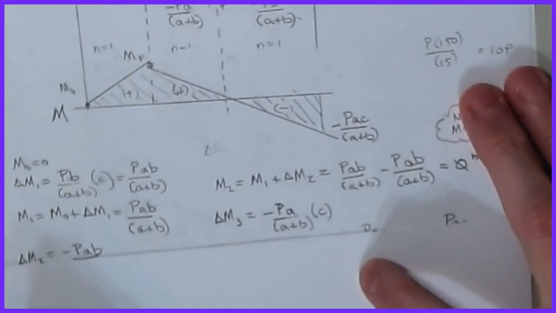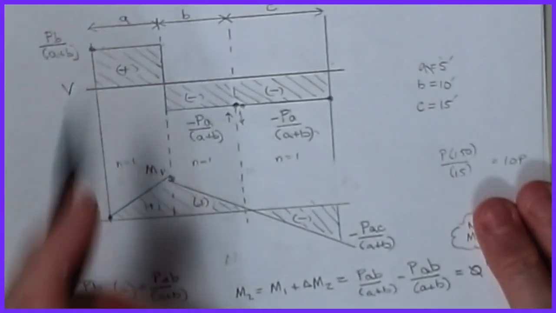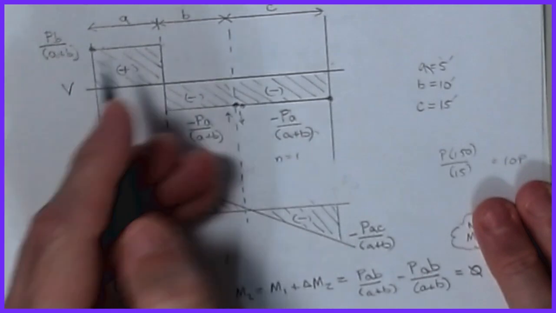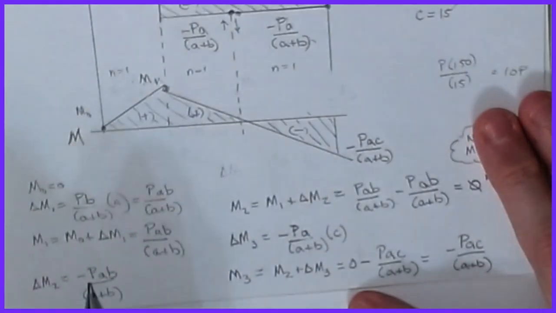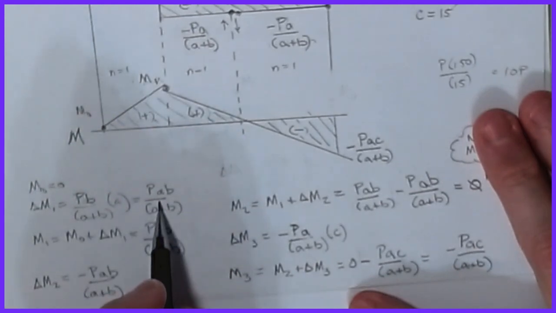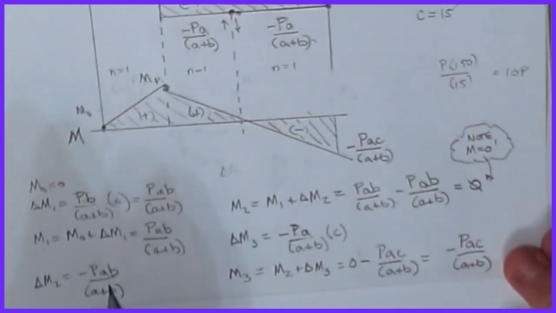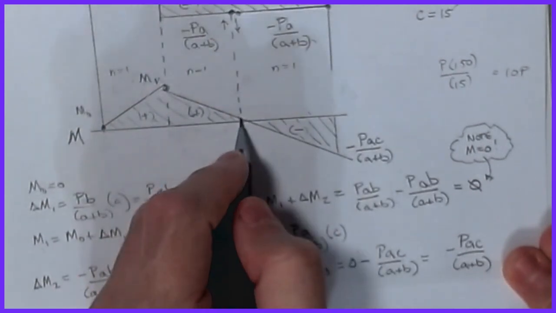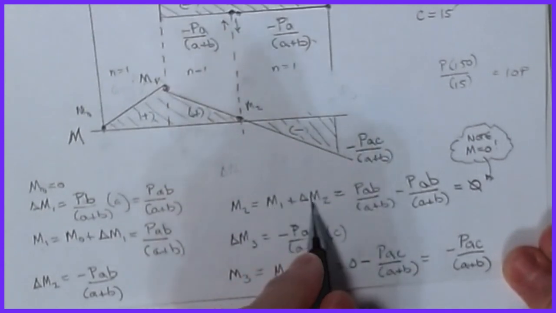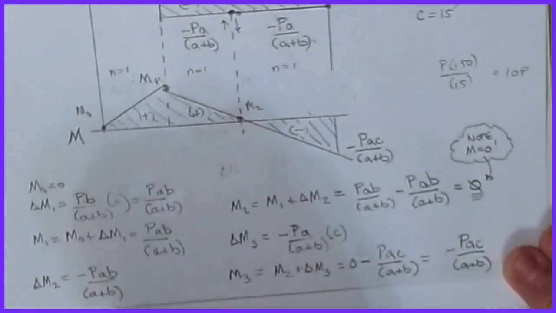No major issues. Okay, my M2 then, if you look at it, is going to be this area. And so my value of the shear is PA over A plus B, and this is B wide. So then the area is a negative PAB over A plus B. What you notice is that the amount it went up was PAB over A plus B, and the amount it's going to come down is that same value. So using our formulas, the ordinate here, my M2 point, is M1 plus delta M2, which is PAB over A plus B minus that same quantity. That's a 0 value.